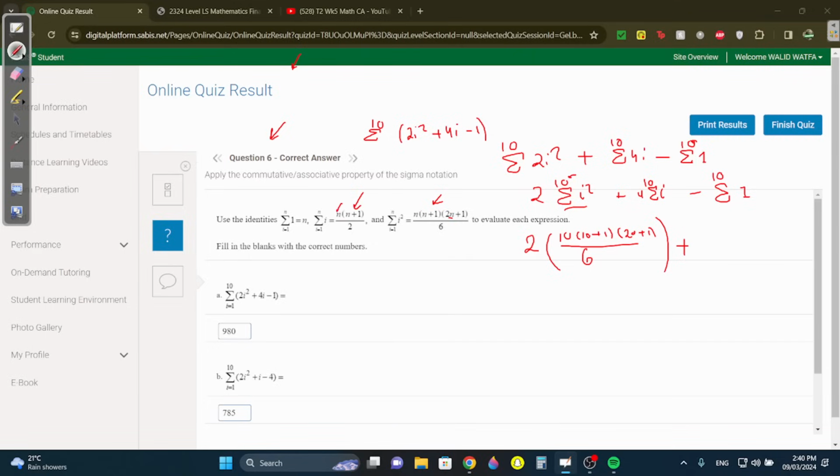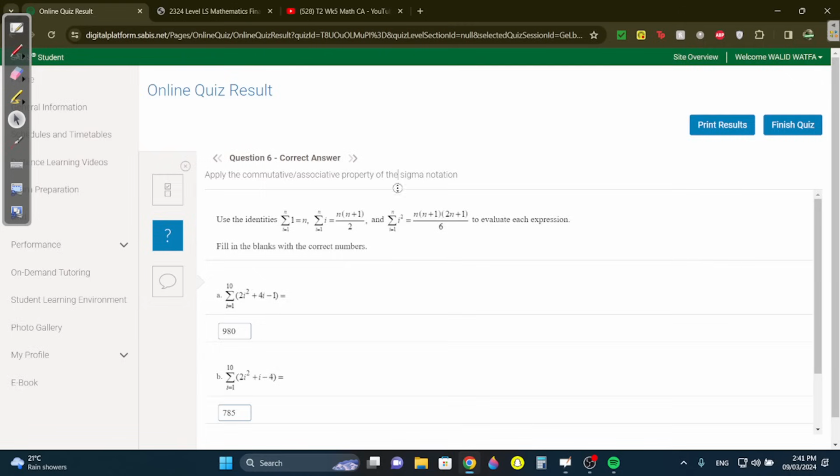So it's going to be 10, 10 plus 1 over 2. So 10, 10 plus 1 over 2 times 4. 4 is outside. 4 times sigma i. Here 2 times because it's outside. Minus 10 sigma 1. This is 10. Why is this 10? Because they said sigma 1 of any n is equal to that n. So minus sigma 1 to 10 is 10. So minus 10. You put this in a calculator, you're going to get 980.